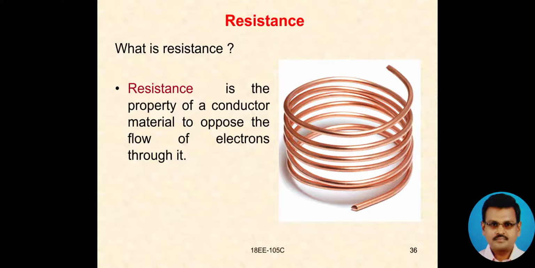When the resistance of the material is more, then we can say the current through that material will be less. If the resistance of the material is less, it means the opposition for the electric current is less. We can say the electric current will be more. More electrical current can be passed through that material.